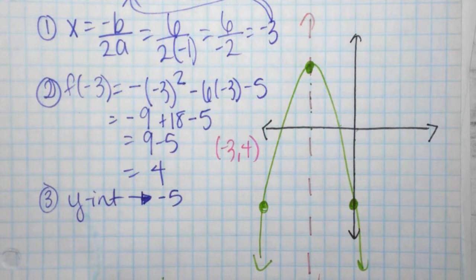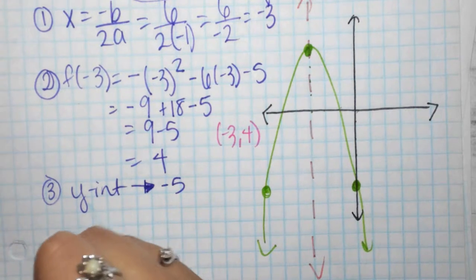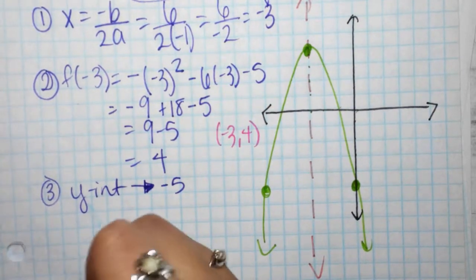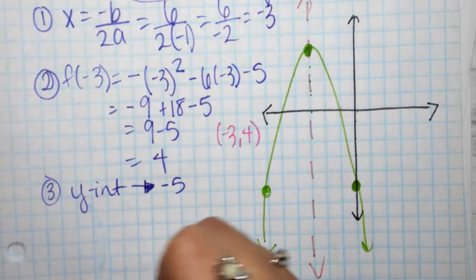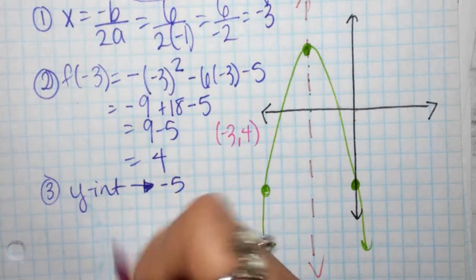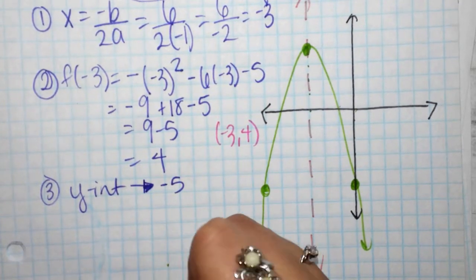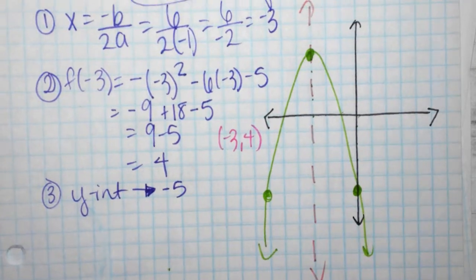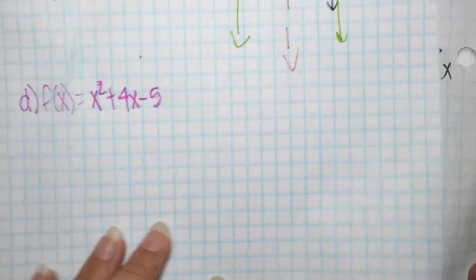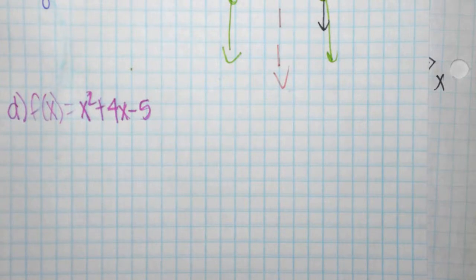Alright, last one. D. Alright, so it's f of x equals x squared plus 4x minus 5. Do you guys want to try this on your own or do it together? On our own. I think you should try to do it without me. Since you didn't do your homework, I don't feel like I should keep working out problems just to make you happy because you're lazy. So you're going to do it without me.